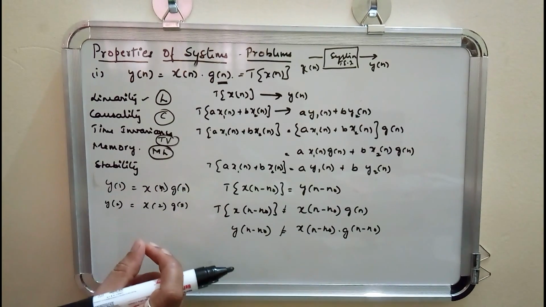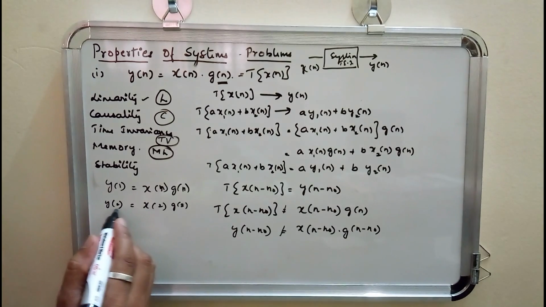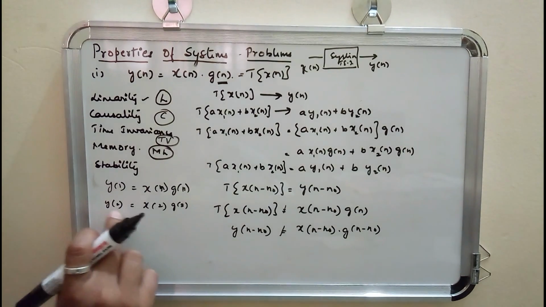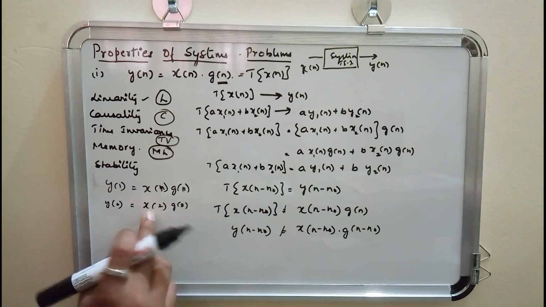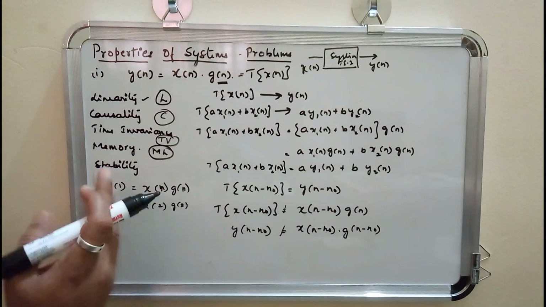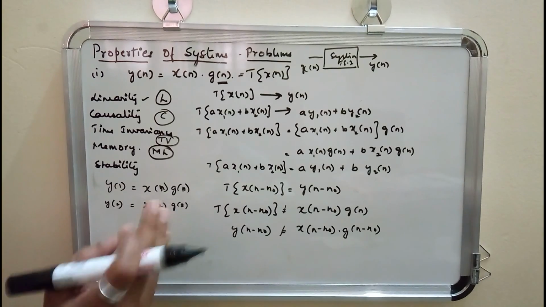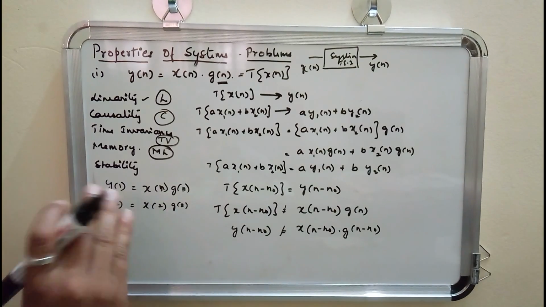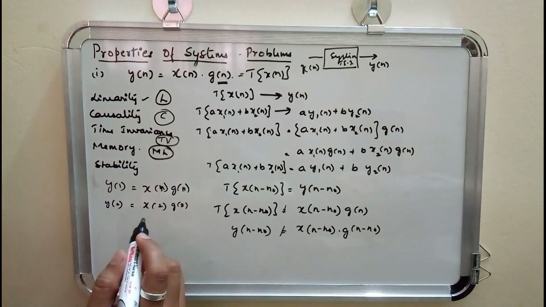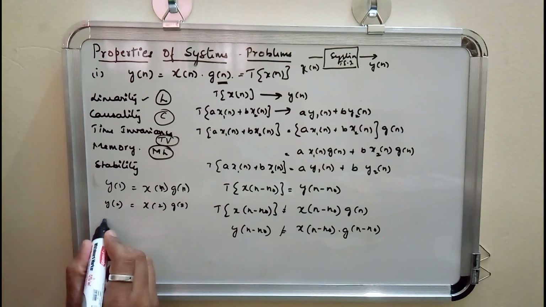A system is said to have memory when output at one instant depends upon the input at a previous instant or a future instant. That is, y of 2 is equal to x of minus 1 or x of 4. If it was there, then the system would have some memory, but here it does not have memory, so it is a memoryless system. The last one is stability.